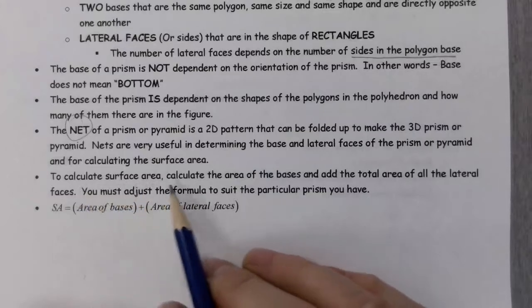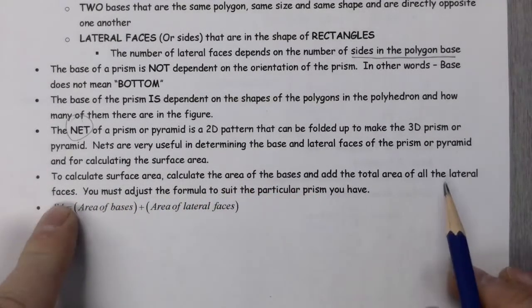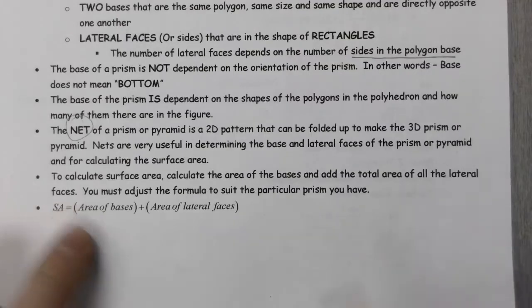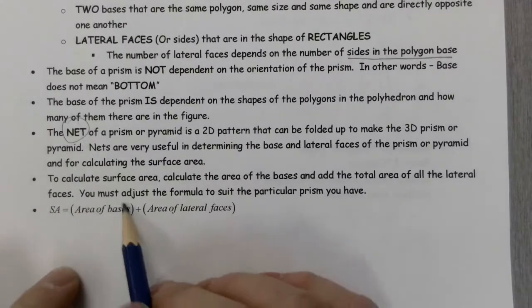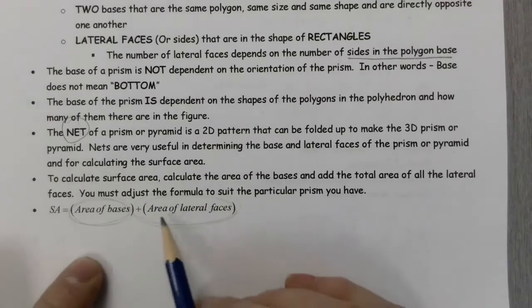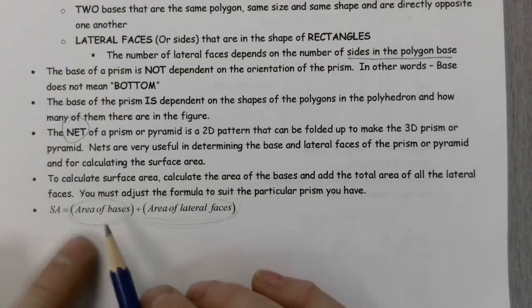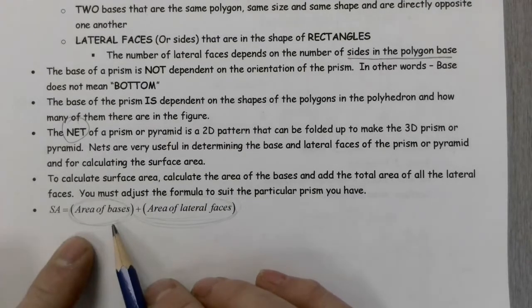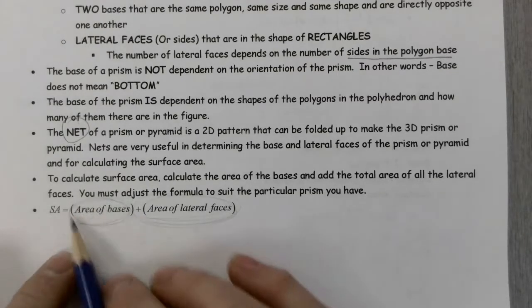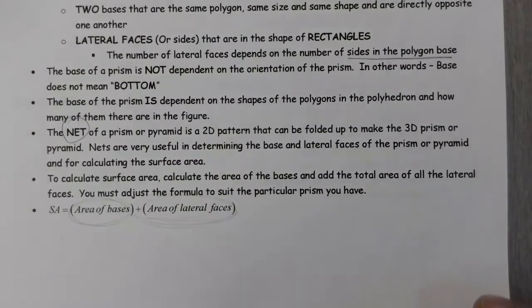To calculate the surface area, we calculate the area of the bases and then the total area of the lateral faces, so all of the rectangles. The surface area is going to be the area of the bases plus the area of the lateral faces. For prisms, the lateral faces are all going to be rectangles, but the bases could be any kind of polygon you can think of. So we're probably going to have to work a little harder to get that area than to get the area of the rectangular faces.